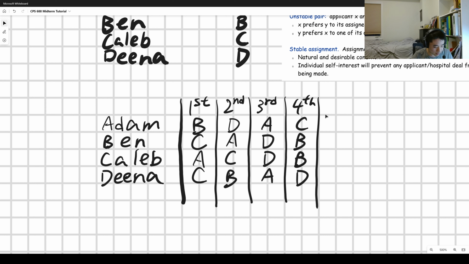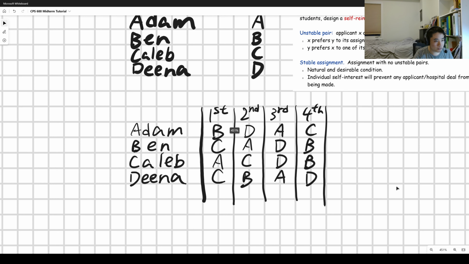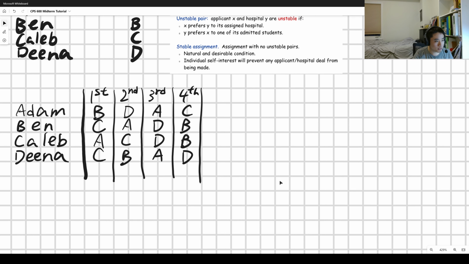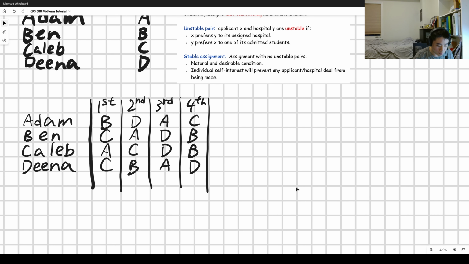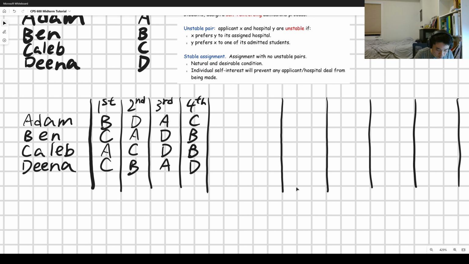So I'm given my preferences of candidates to companies, but we also need to be given the other way around. So I'm going to zoom out, move this over, and I will now list out the companies: first, second, third, and fourth. So I'm going to write out the companies. So A, B, C, and D.